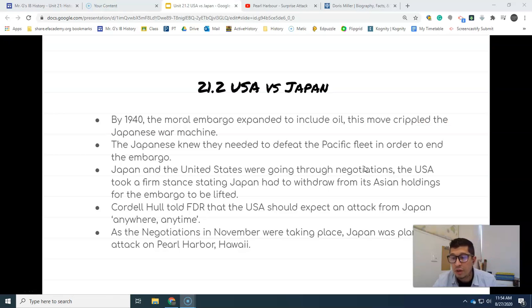By 1940, the United States is going to expand the embargo to include oil. This is huge. This is going to be the point of no return. This is going to be where Japan says, okay, we've got two options. Either we crumble because we cannot operate without oil being traded for our war effort, or we attack. And that is really what is going to give the need for Japan to go and attack the United States at Pearl Harbor, Hawaii.